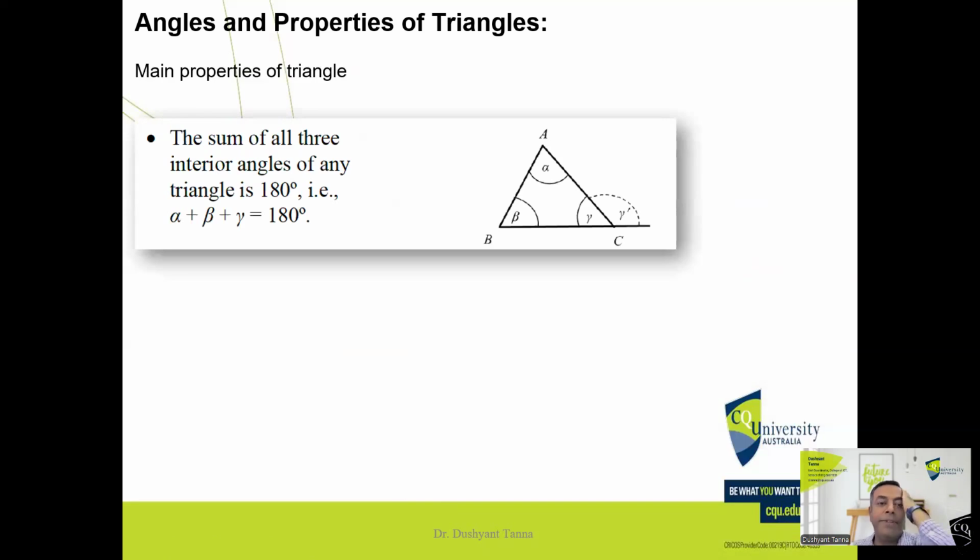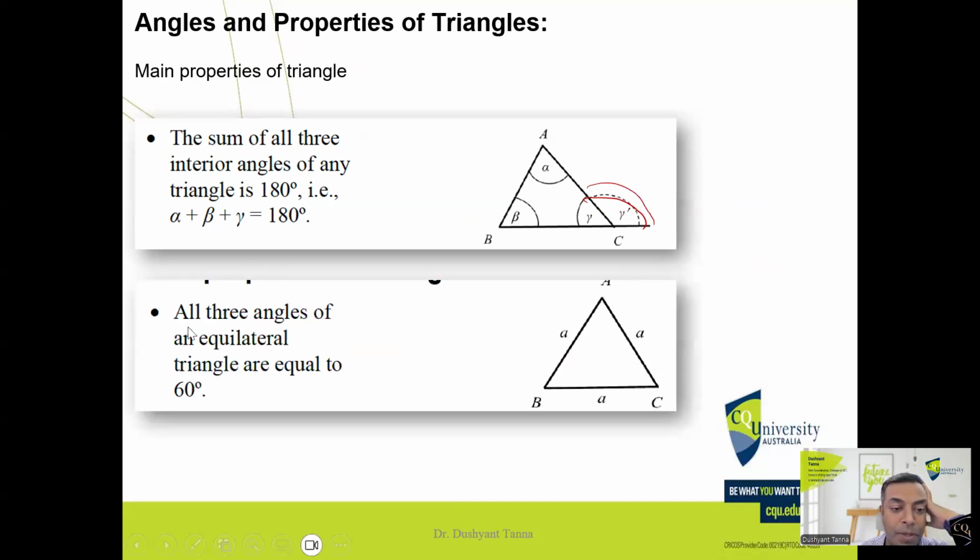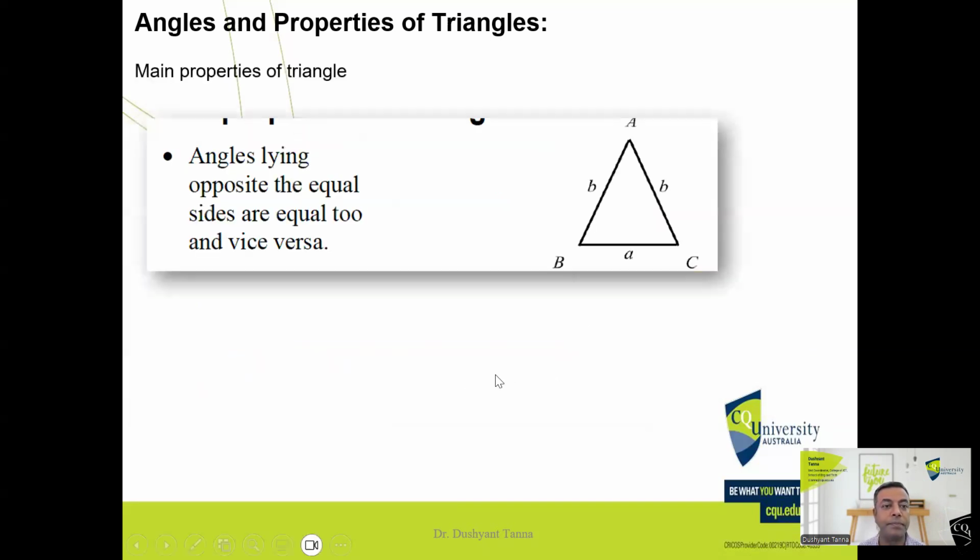Now, a few basic properties of triangles. The sum of all the angles, we call them interior angles, in a triangle is 180. Therefore, alpha, beta, gamma add up to 180. This is gamma dash. Gamma plus gamma dash is also 180. You replace it, and then you get gamma dash is equal to alpha plus beta. But that's an upcoming property. All the three angles of an equilateral triangle are equal to 60 because they are the same. If the sides are the same, opposite angles are the same. So these are the same. If two sides are the same, then the corresponding angles are the same as well.